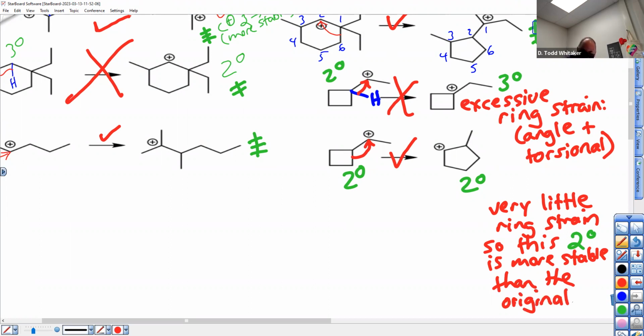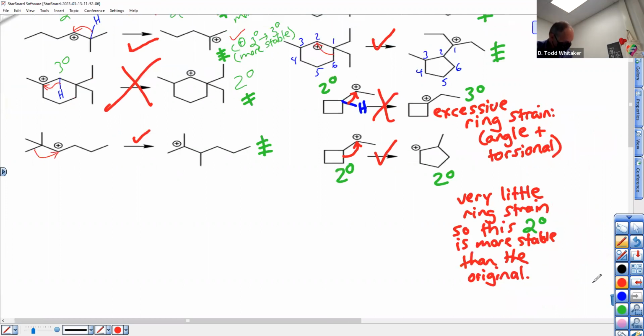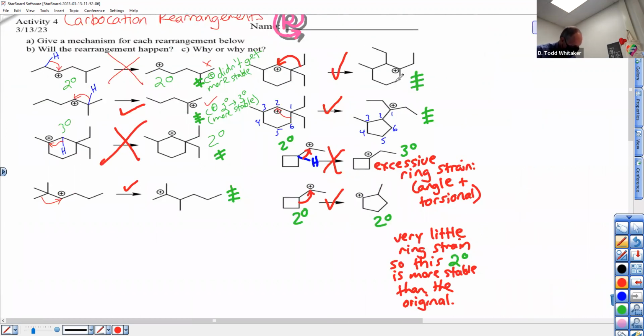So it's not just about the hyperconjugation, right? There's other forms of strain that we have to remember from our past. That's why organic chemistry is so great. All the stuff you ever learned is relevant. Okay, and I think we got everything we need there. And yeah, stop share.